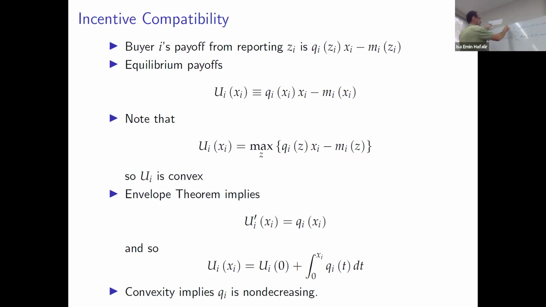So once I have these interim probabilities of winning and interim payments, I can write my utility. I'm first writing the equilibrium utility of having a value of xi, which is nothing but the interim probability of winning, Qi(xi), times my value, minus the interim payment, mi(xi), right? So this is the interim probability of winning, this is my value, and this is my interim payment.